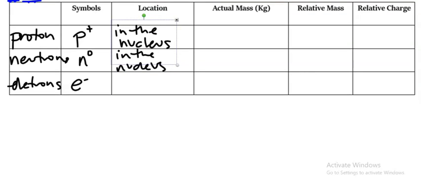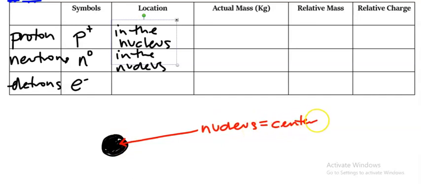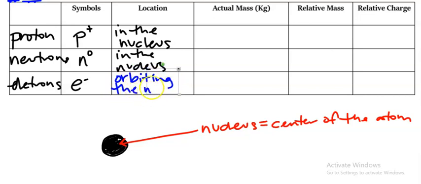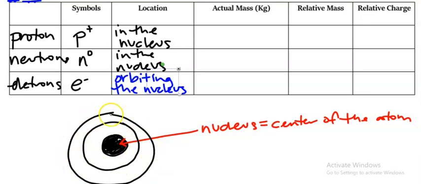So if I draw a little picture down here, this part in the center, I'm going to color it in. This is the nucleus, center of the atom. So protons and neutrons are in there. Electrons, however, are not. Electrons are surrounding the nucleus. I'm just going to write for now, actually we'll be more specific, orbiting the nucleus. It's kind of like planets in our solar system. The nucleus would be like the sun, and the electrons would be like the planets orbiting around. Okay, and you've seen pictures or even drawn them yourself like this.